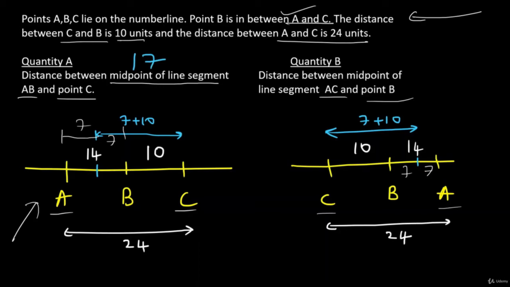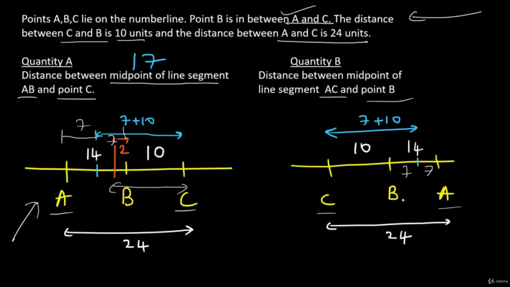All right. What about quantity B? Distance between the midpoint of line segment AC and point B. So the midpoint of line segment AC would be 12 units from A and 12 units from C. So that would be somewhere over here, right? So this distance is 12 units, right? And we know that this distance is 10 units. So this distance between this point and point B would be 2 units as per this diagram.